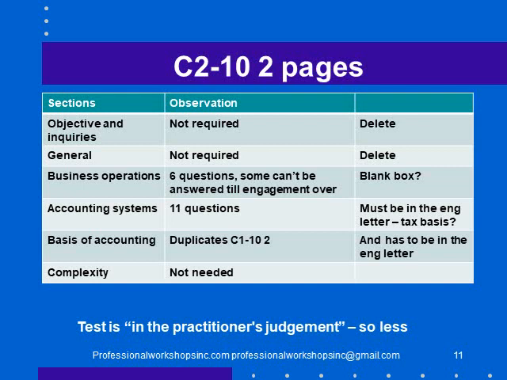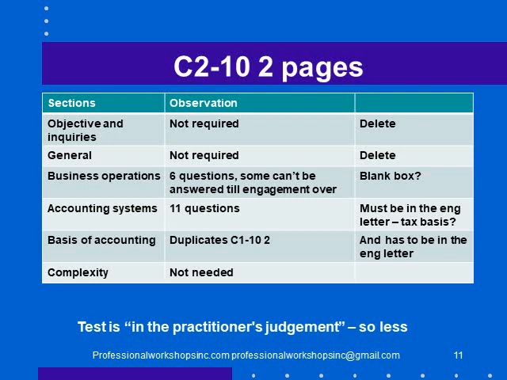The accounting systems, whole bunch of questions, 11 questions in various bits. That has to be in the engagement letter, that we're using the tax basis, for instance, that we're using such and such accounting software, and we have a list of inventory obsolescence and a list of allowance of accounts and a list of accounts payable. That'll be evident from elsewhere in the file. So a brief documentation of that in a blank box will probably be enough.